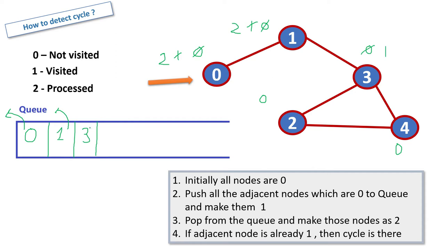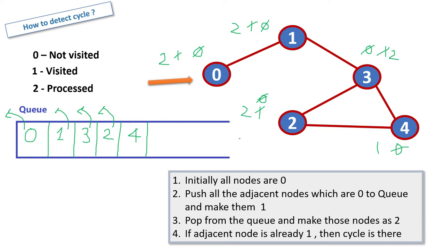In the next iteration I will pop 3 and mark it as 2, meaning processed, and then I will check the adjacent nodes for 3, that is 2 and 4. In any order you can take them here. So I will push 2 and 4 in the queue and mark them as 1, meaning visited. Now we have to pop 2, and I will mark 2 as 2 as it is processed.